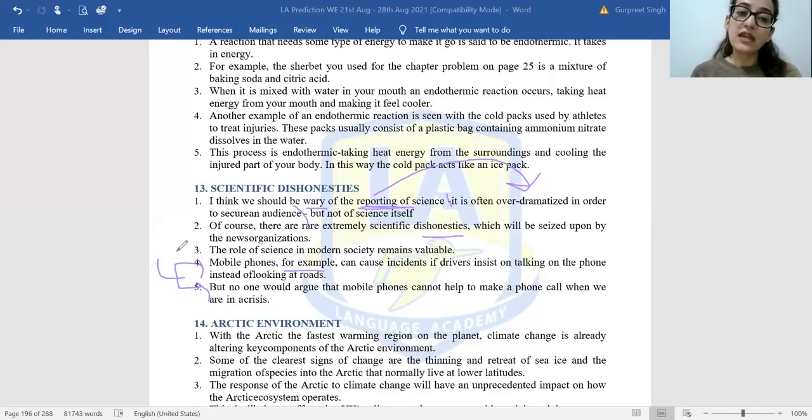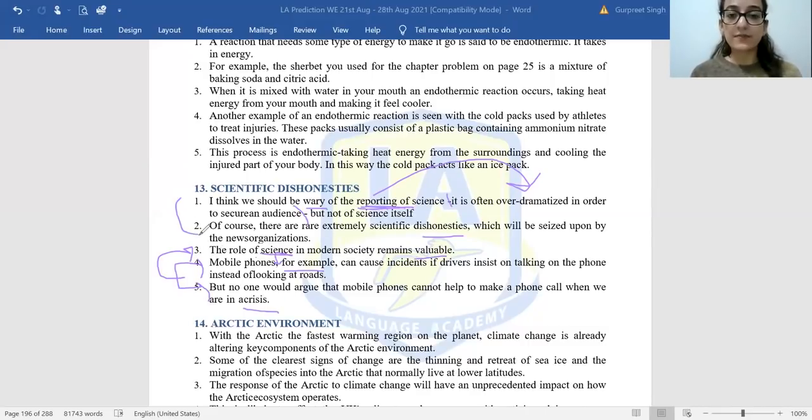And the purpose of giving the example always comes before the example. Why have we given the example of mobile phones? It is to tell that in modern society, the role of science is very, very valuable. The example of science is mobile phones, and the role is being explained by giving the example, that it has a valuable role. What is a valuable role? That when we are in crisis, a mobile phone can help us to call somebody for help. So this would be the logic.